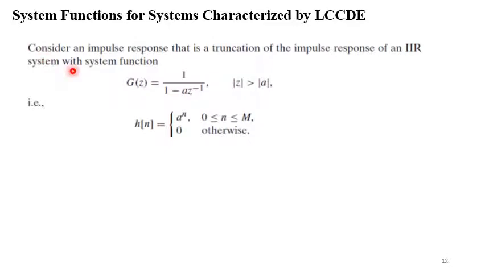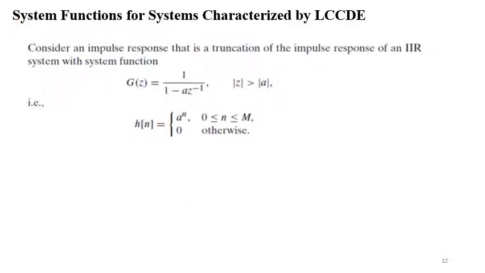So consider an impulse response that is the truncation of the impulse response of an IIR system, with the system function given as this one. So in the time domain, this will be the impulse response, and h of n is truncated, right? So that's the truncation from 0 up to M. So let's take the z transform of this system.